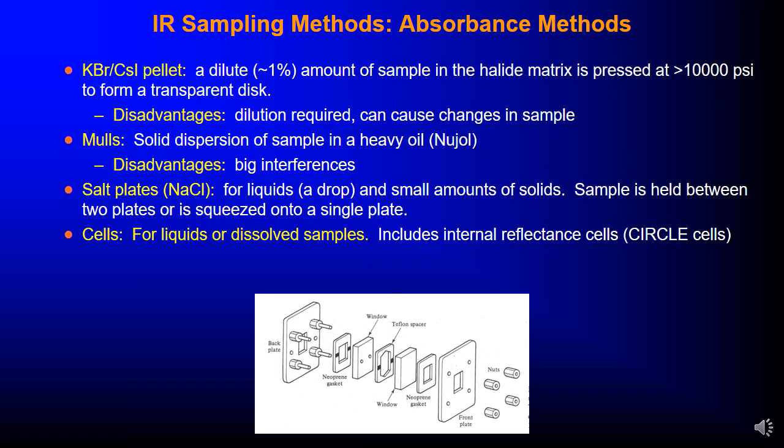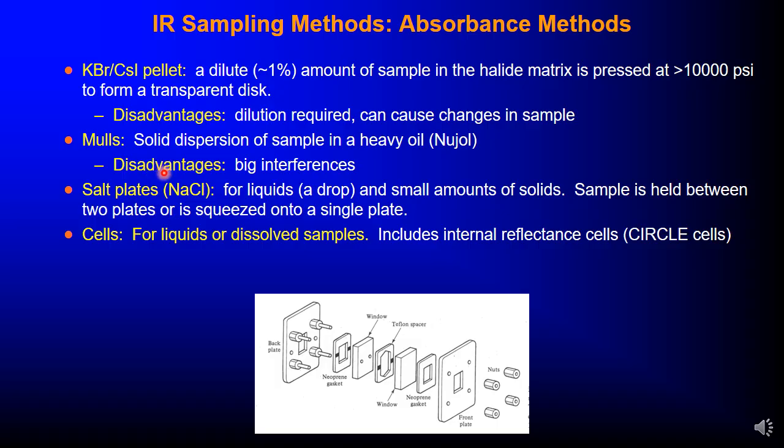IR sampling methods, absorbance methods. Remember we said that water or any hydrogen bonding affects IR. So if we are doing the sampling, we have to use potassium bromide, sodium bromide, or cesium iodide pellets. A 1% amount of sample in the halide matrix is pressed at 10,000 psi to form a transparent disc. The disadvantage is that the dilution required can cause changes in the sample. Then we have mulls, a solid dispersion of sample in a heavy oil like Nujol.